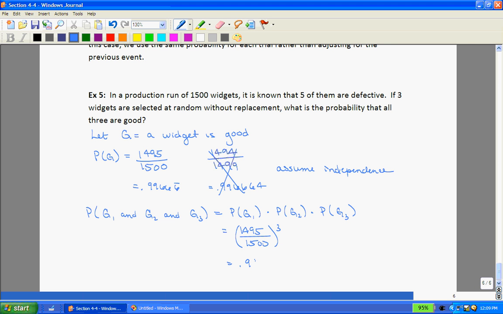And I get 0.990033, so rounded to 2 places after the decimal, that would be 0.99. And that is it.